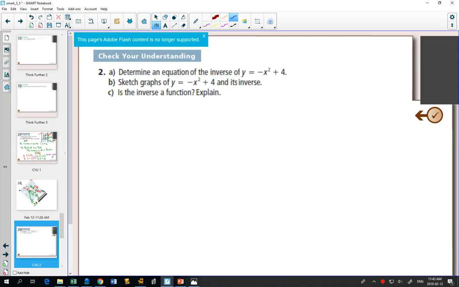Determine an equation of the inverse of y equals negative x squared plus 4. So when finding an inverse algebraically, the first thing we're always going to do, because this is what happens with an inverse, is switch x and y.